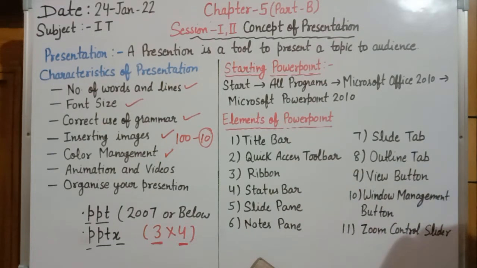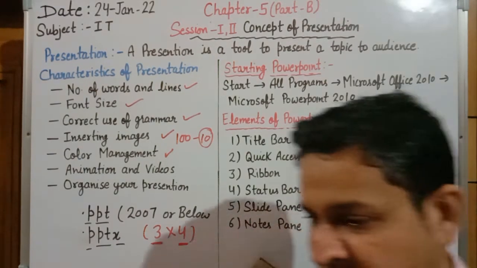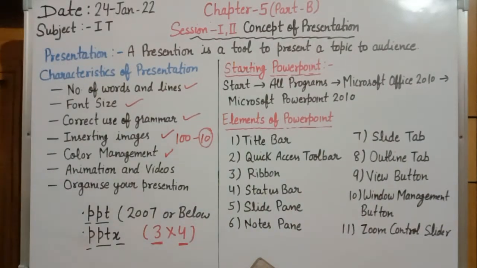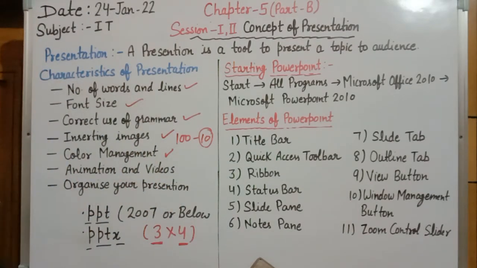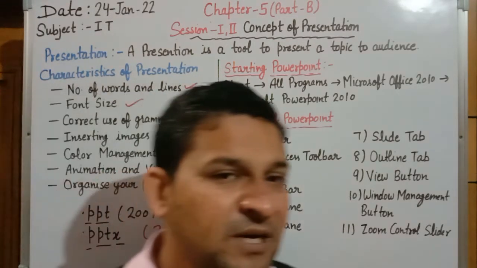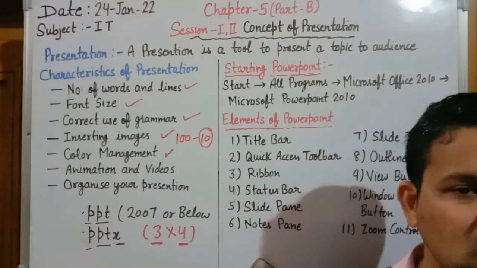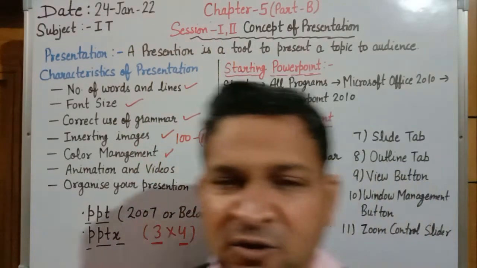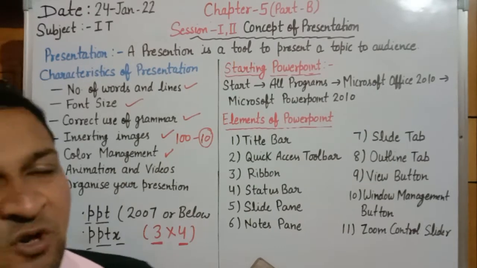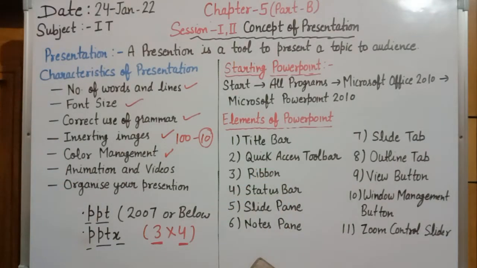Now come to the major elements of a PowerPoint presentation. Major elements means which elements are available in your PowerPoint presentation. Generally we are having these 11 types of elements: title bar, quick access toolbar, and we will discuss them one by one. Title bar will be displayed as the title of your document. Like take the example of this board. This is the title of your today's topic. So the title bar will present the title of your document. The name with which you save the document, that is the title bar.